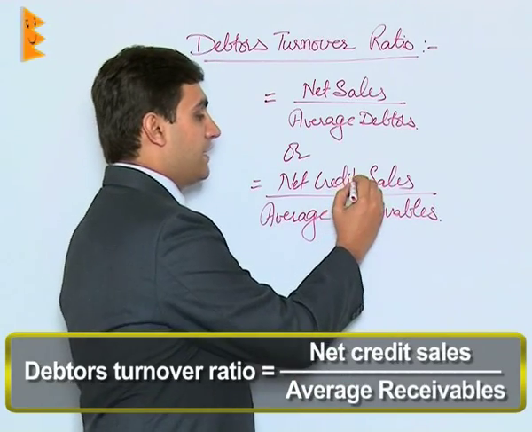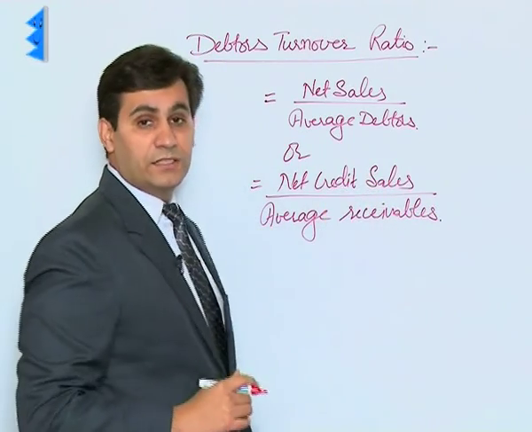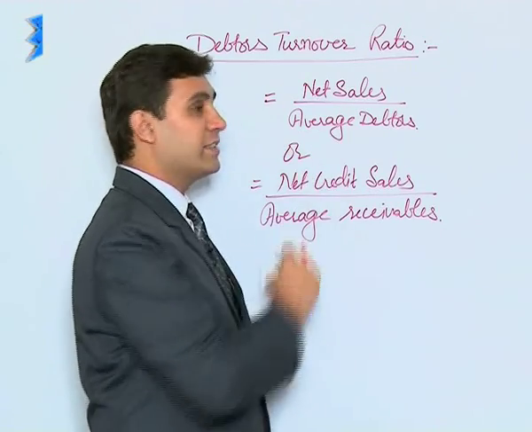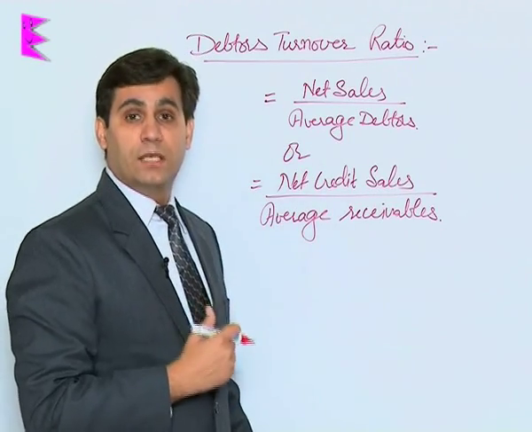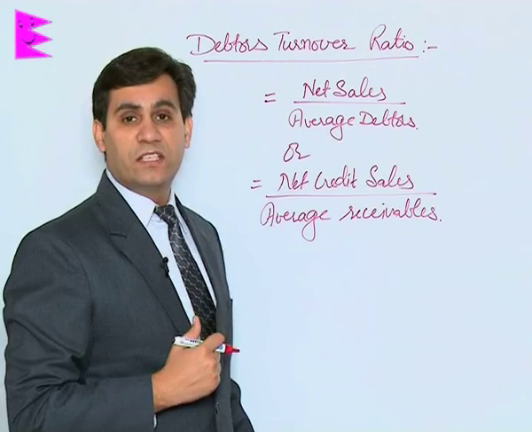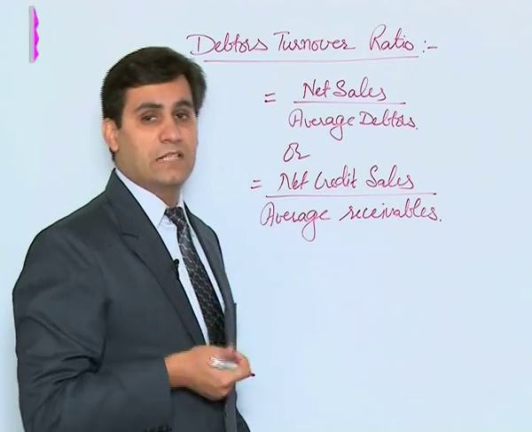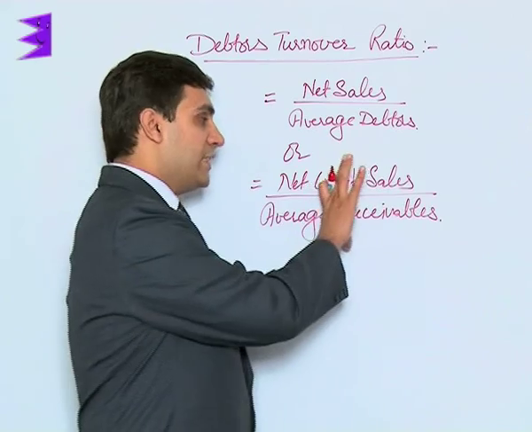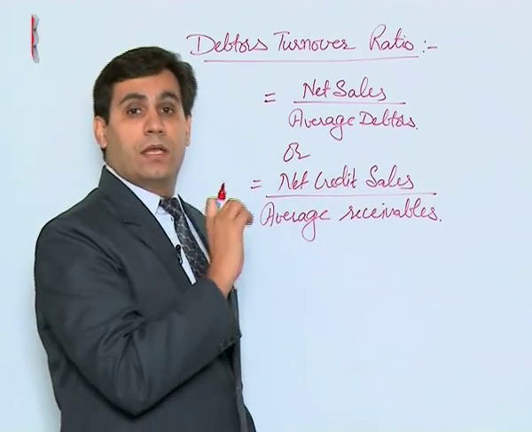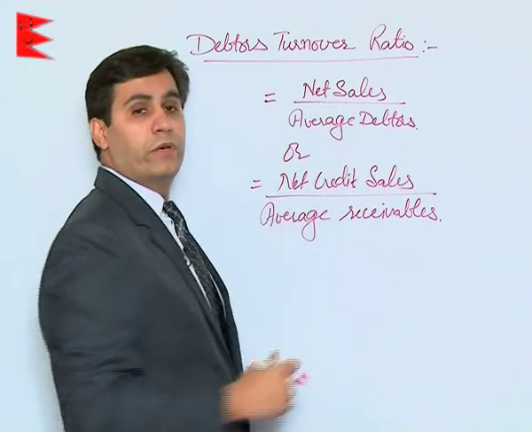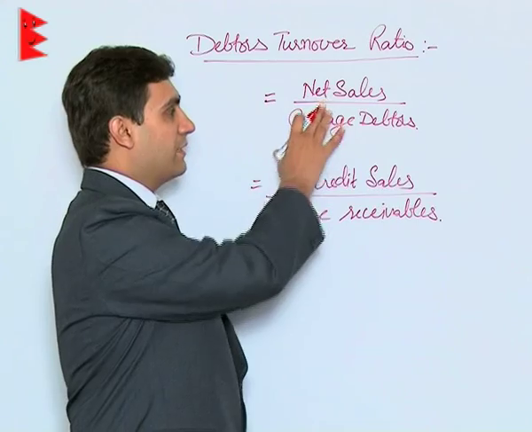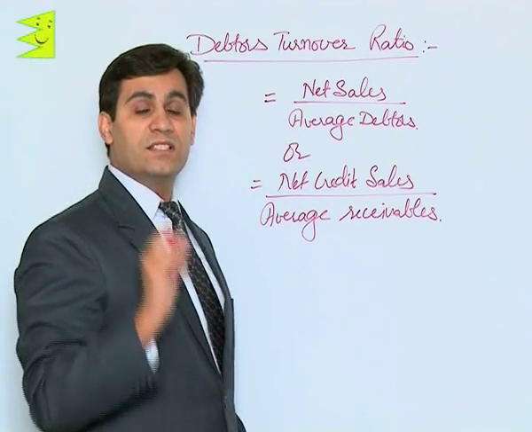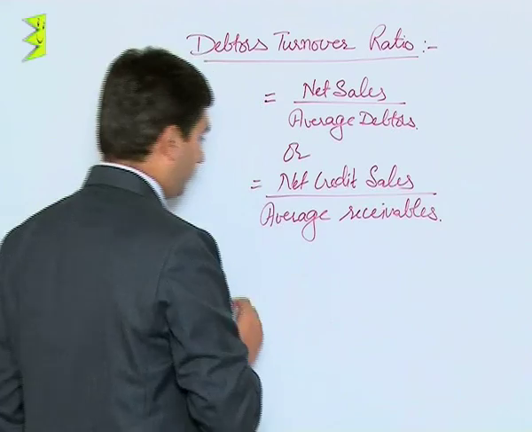So students, in case credit sales are given, you must prefer credit sales. Here we have replaced this denominator by average receivables. That means it includes all kinds of receivables, that is debtors as well as bills receivables are also included here. This gives a better measure. In case it is not given, then you can always move ahead with the upper formula, that is net sales upon average debtors.